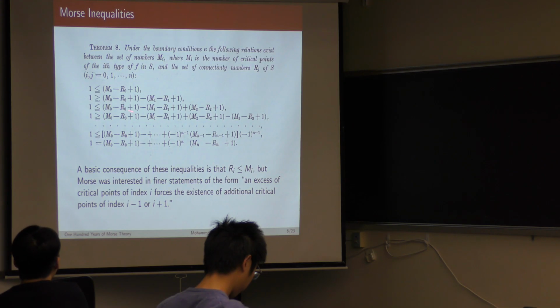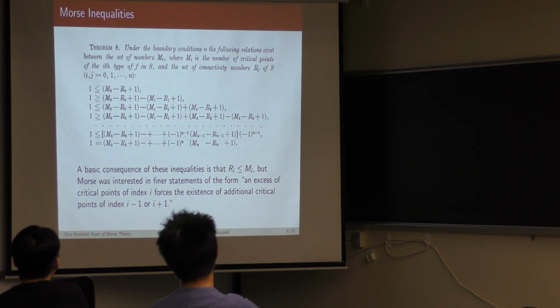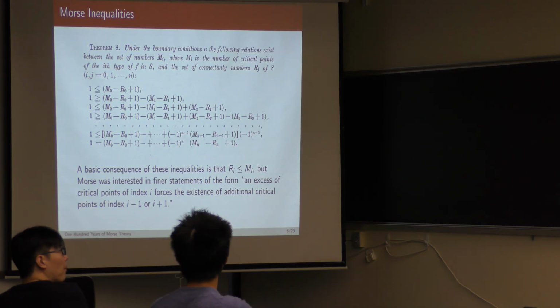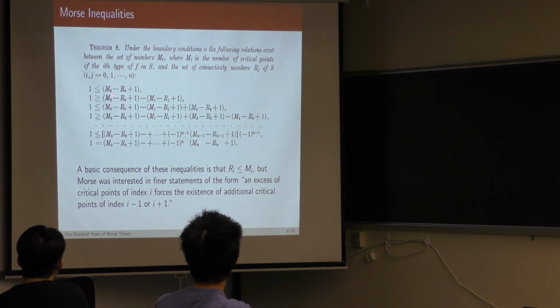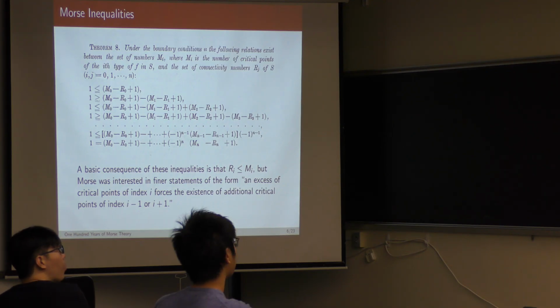And the next one is the interpretation of what I was saying at the beginning. If there are more minima than are required by the topology, then there must be some index 1 critical points that kind of cancel them together, and then things continue. Formulas become more complicated.